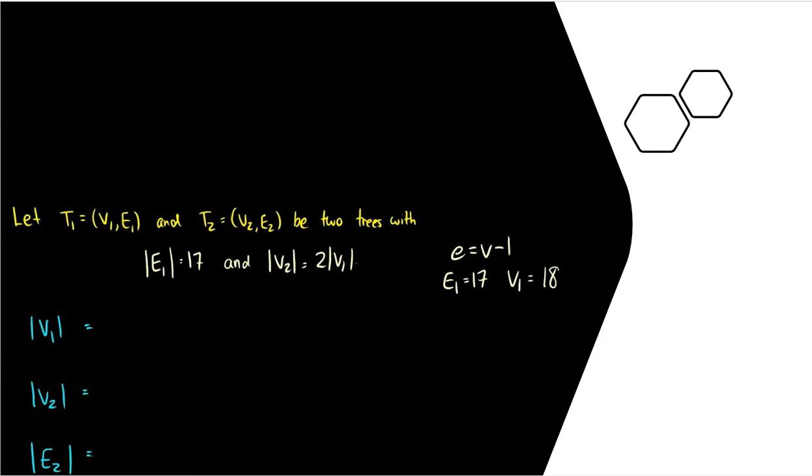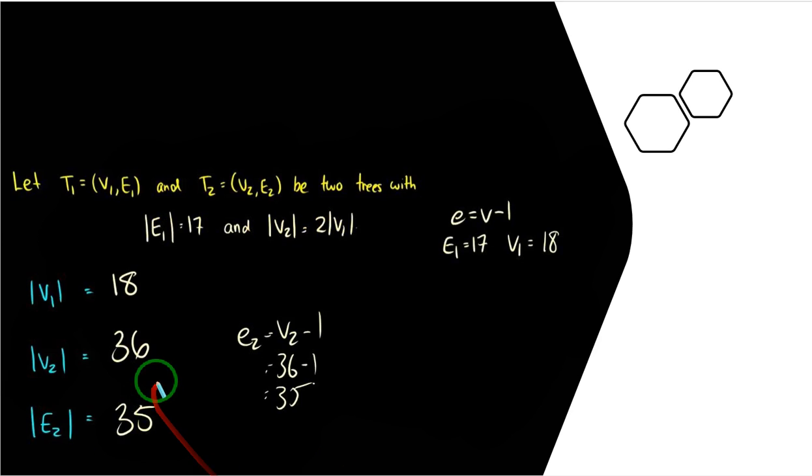Okay, so how much will v2 be now? v2 is equal to 2 v1, and v1 is equal to 18. So v2 is equal to 2 v1, v1 is 18 multiplied by 2, so 36. So how much is your v2? v2 is 36 now. Now coming to e2, again use your formula.